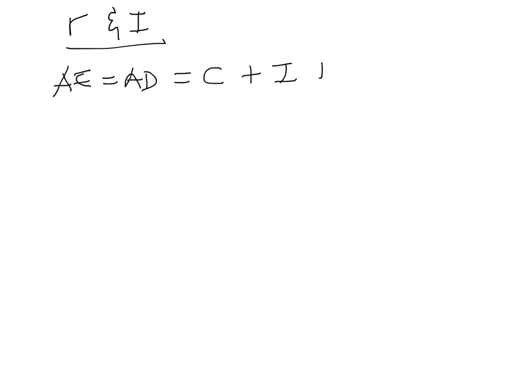Okay, we're going to look at the relationship between the real interest rate and investment. So we can argue that aggregate expenditure equals aggregate demand equals consumption plus investment plus government spending plus net exports. You know all of this. We're going to keep things simple. We remove the net exports, so we say this is a closed economy, and so we have the following identity.